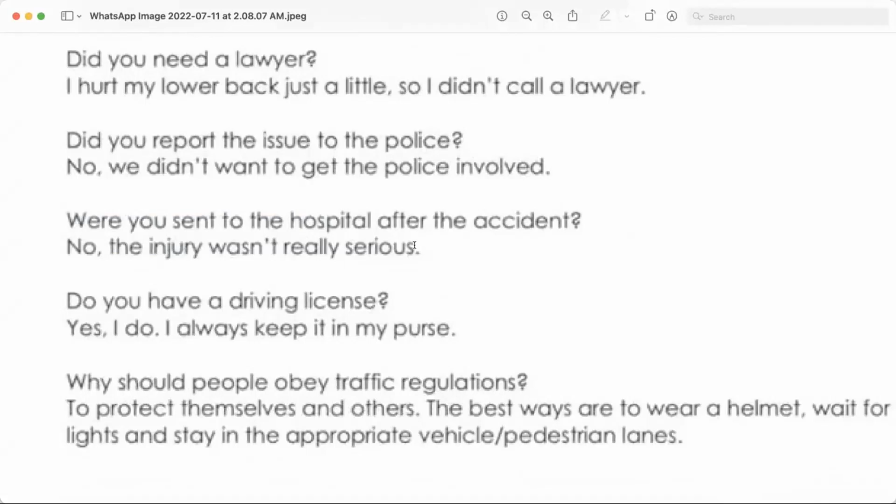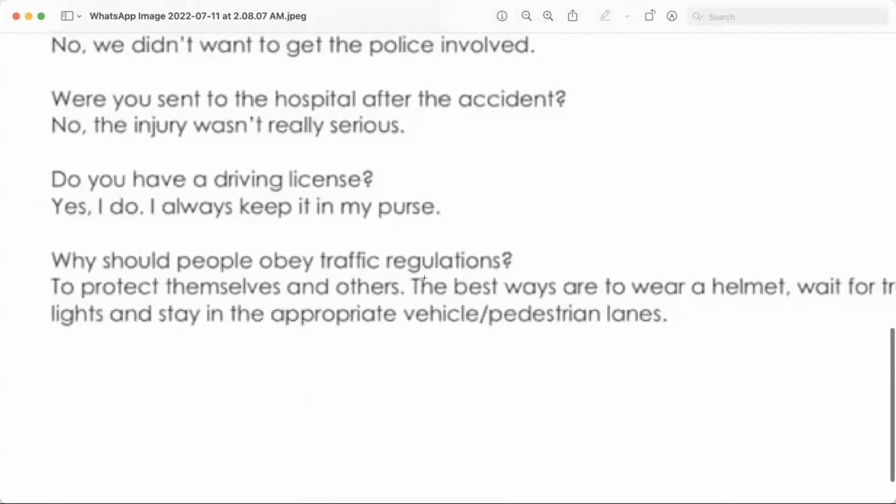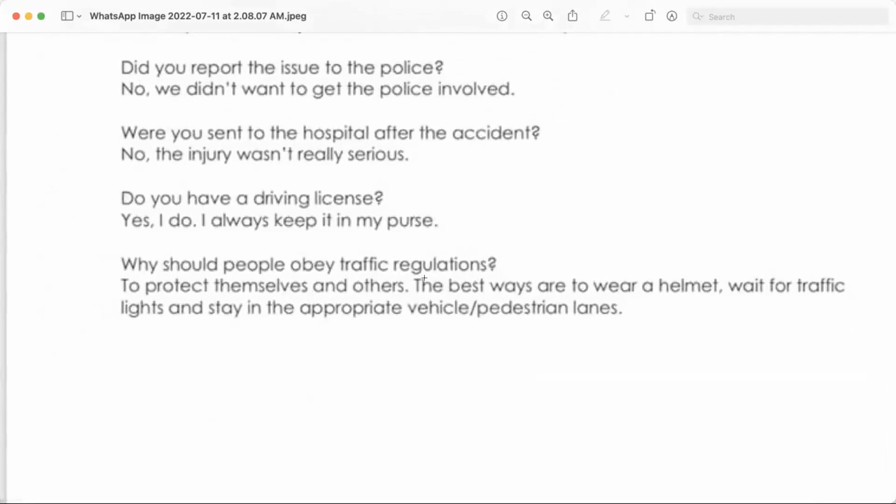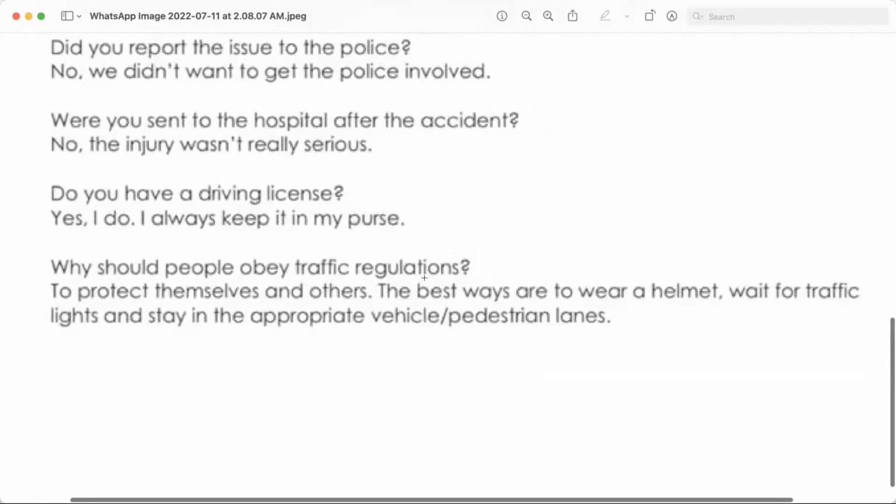And did you report the issue to the police? No, we didn't want to get the police involved. Were you sent to the hospital after the accident? No, the injury wasn't really serious. Do you have a driving license? Yes, I do. I always keep it in my purse. And the last one is, zoom out a little bit.